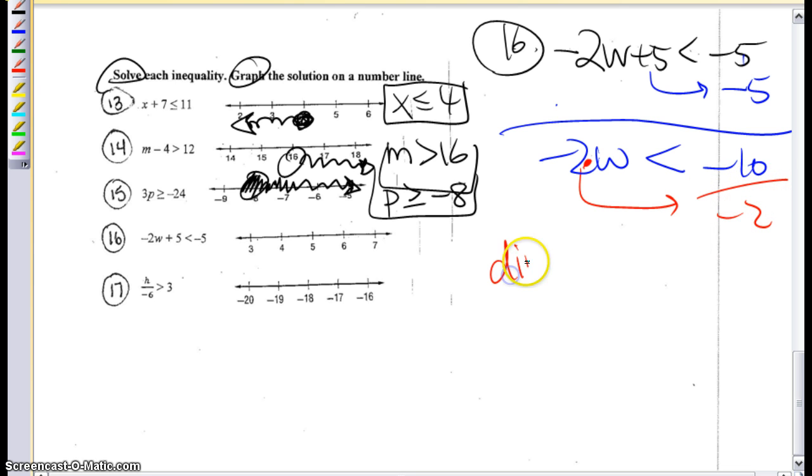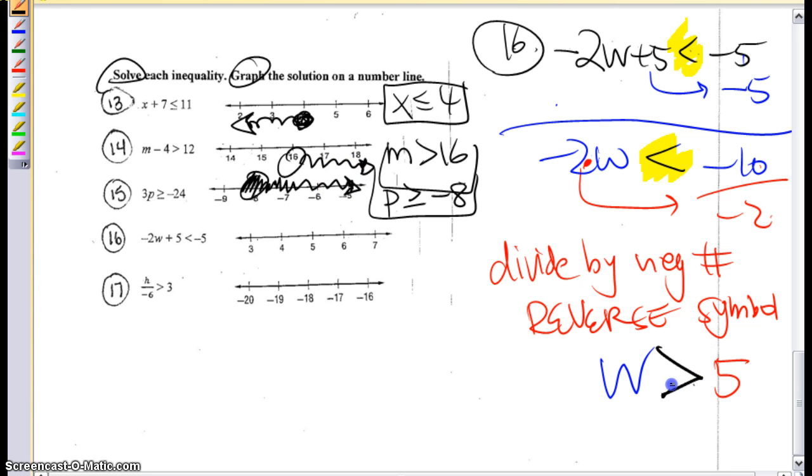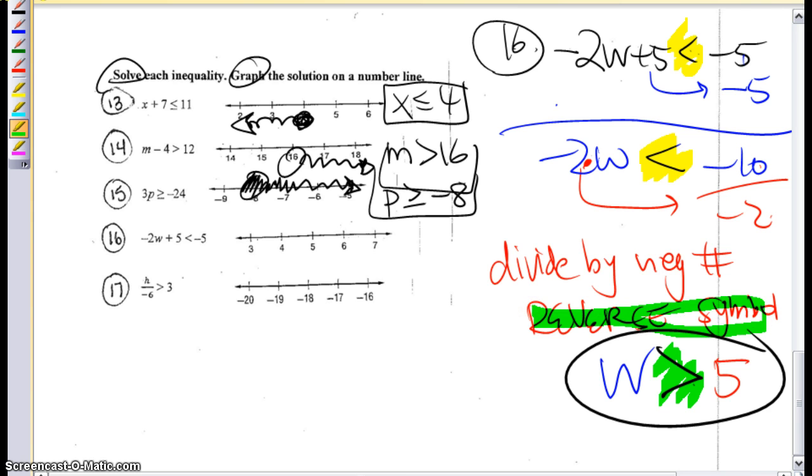Now, because I'm dividing by a negative number, I have to reverse the symbol, reverse the sign. What does that mean? Well, it means that once I divide -10 by -2 and get 5, and w stays on the left side, then this symbol, less than, is actually going to change to greater than. So now it's changed to greater than. That's me reversing the symbol. So my answer is w greater than 5, and I'm going to do an open dot at 5 and go to the right since it's greater than.